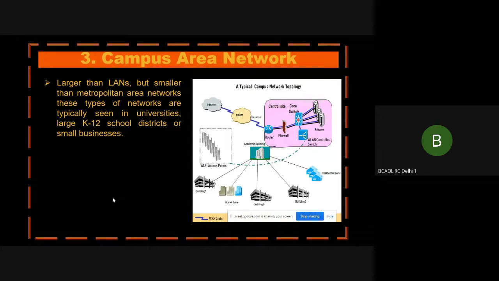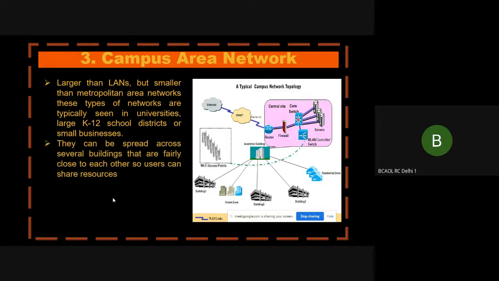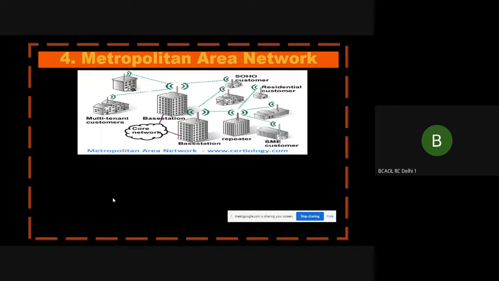Can you understand this? Campus area network. Right. Then they can be spread across several buildings that are fairly close to each other so users can share resources. So that is your campus area network. Then you have metropolitan area network.